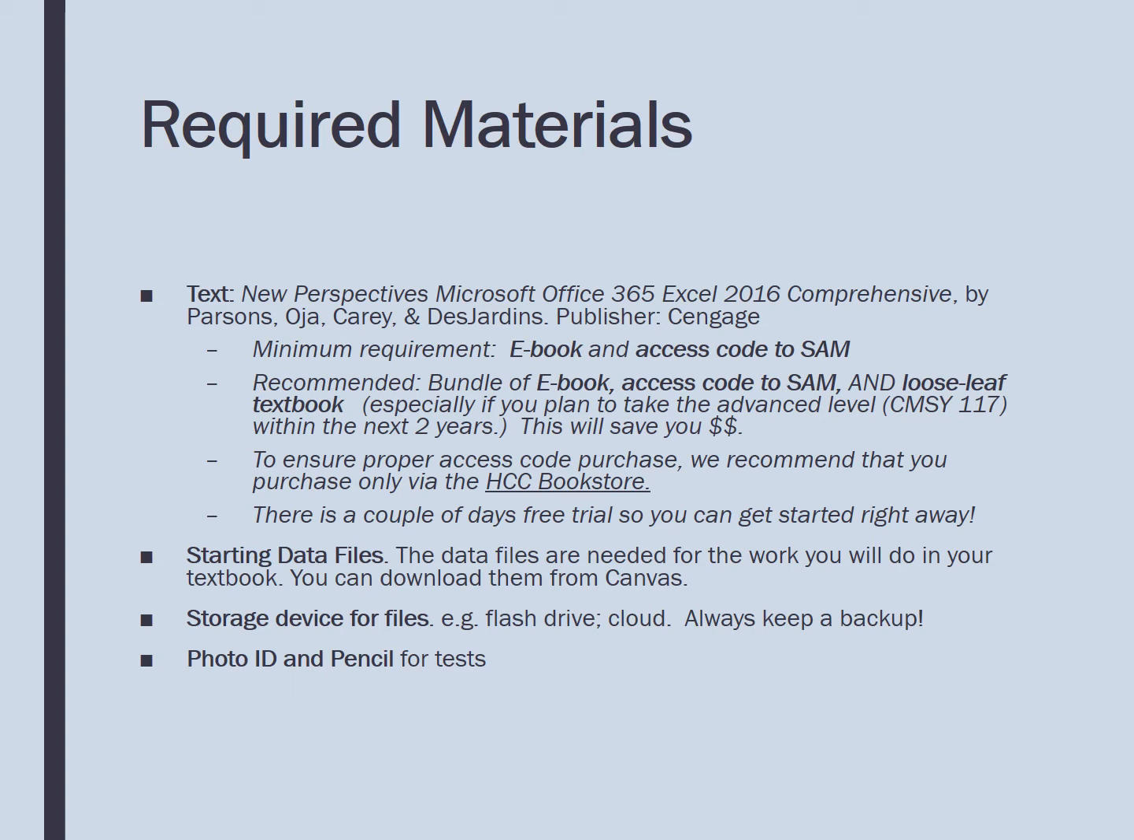What we recommend, however, particularly if you think you're going to be taking the advanced level of this course, CMSY 117 Advanced Excel, because if you were to buy the loose leaf version of the textbook, then you will not have to buy an additional textbook when you take the advanced course. Now, as long as we are using SAM 2016, which will most likely be at least for the next 2 years, possibly more, you won't have to buy a new book. So keep that in mind if you think there's any chance you're going to be taking the advanced level course.